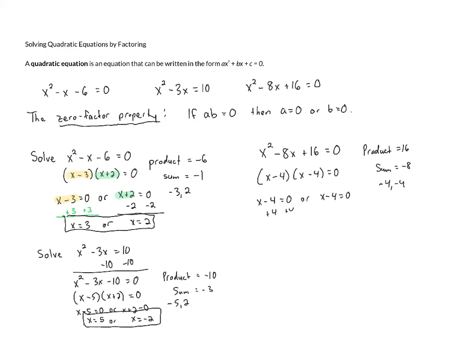We can add 4 to both sides to get x equals 4. And in this case, we have only one solution because both of the factors were the same, so both of those would give us x equals 4. And we don't need to write x equals 4 or x equals 4. When there's just one solution, we can write it out. x equals 4. That's our final answer.